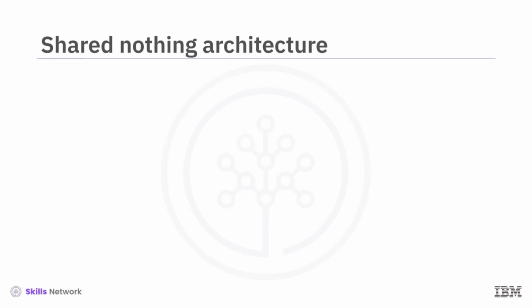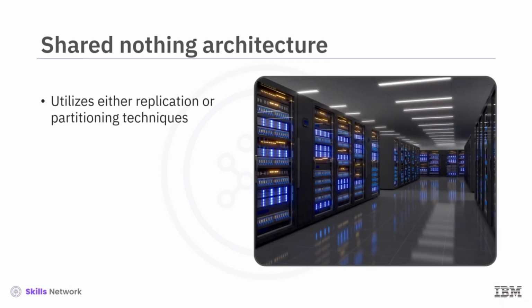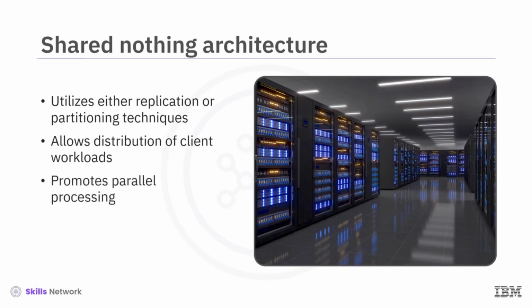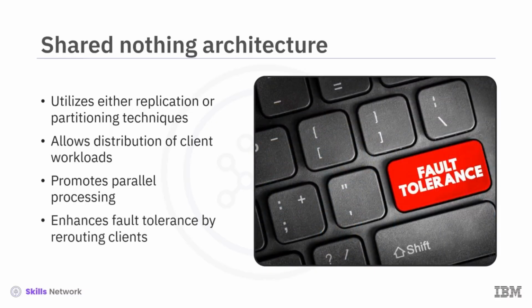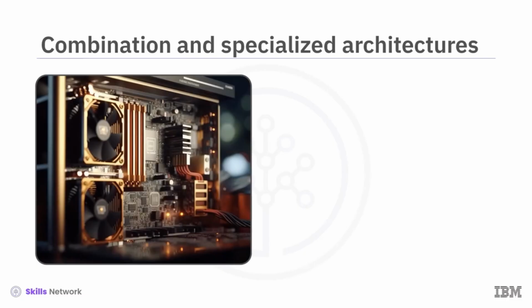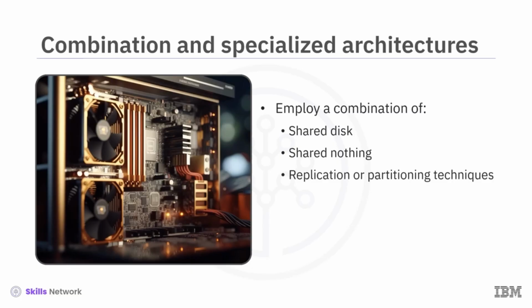Let's now learn about shared nothing architecture, which utilizes either replication or partitioning techniques. The approach allows for the effective distribution of client workloads across multiple nodes, promoting parallel processing and efficient resource utilization. One of the key advantages lies in enhanced fault tolerance, achieved by rerouting clients to alternative nodes in the event of a server failure. Certain distributed database architectures employ a combination of shared disk, shared nothing, replication, or partitioning techniques. Additionally, they integrate specialized hardware components to achieve specific goals related to availability and scalability.